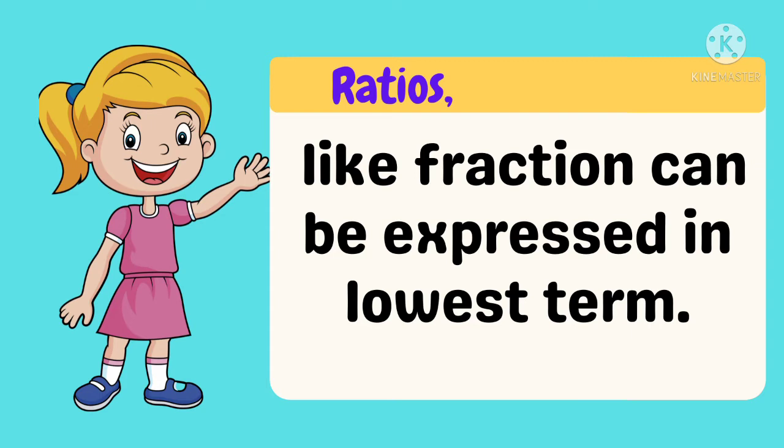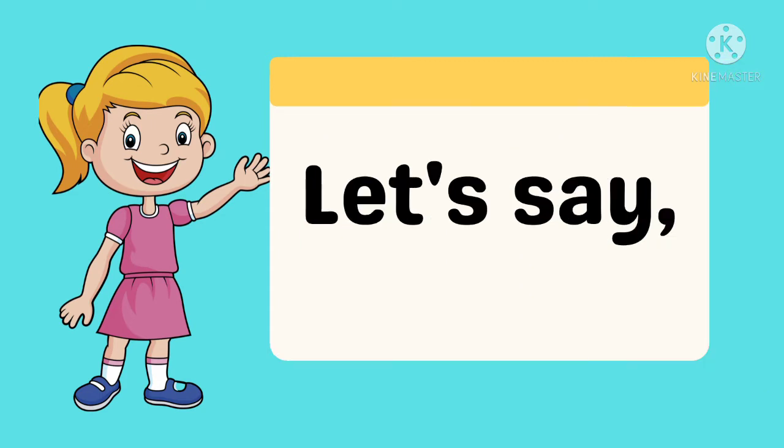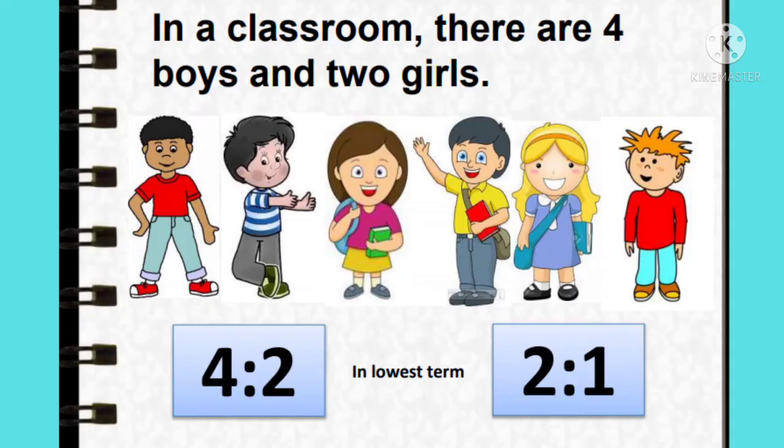Ratios, like fractions, can be expressed in lowest terms. Let's say in a classroom, there are 4 boys and 2 girls. This can be read as 4:2, and when it is reduced to lowest terms, it becomes 2:1.